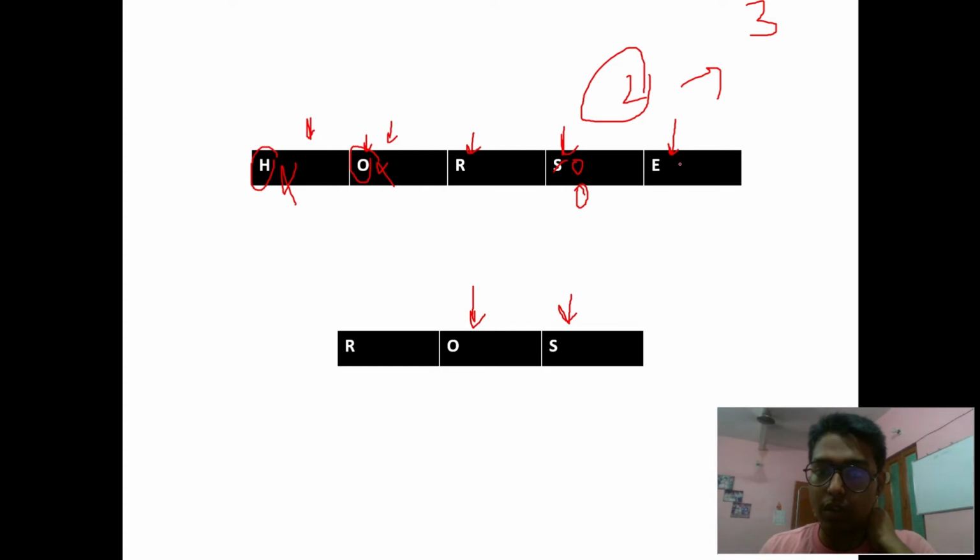So we need to convert E to S, right? E to S. So it will give us the total cost as 4. So we need to find, as we have converted horse to rose, R, O and S, rose. So is it correct? Is it the minimum distance? No, it is not the minimum distance. For finding the minimum distance, what we need to do is given in the next slide.